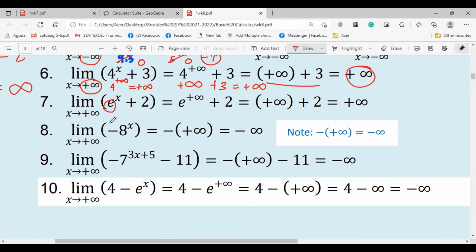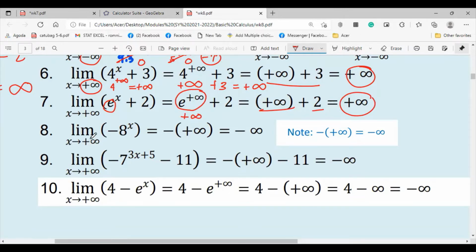E is still part of a base that is greater than 1 because E is approximately 2.7. So E raised to an exponent that keeps on increasing is also a function that keeps on increasing. So positive infinity then added to 2 is positive infinity.